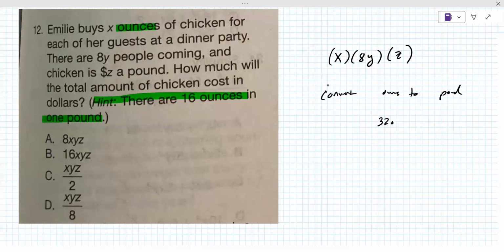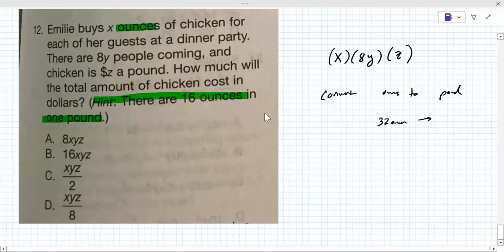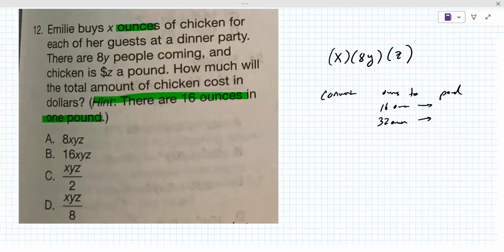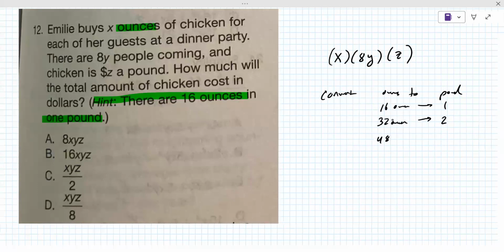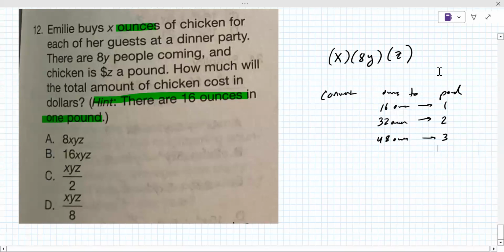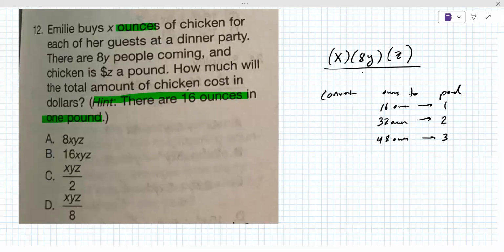Let's just do a simple example. Let's say I give you 32 ounces. How many pounds is that? I don't know. So there's 16 ounces in 1 pound. So 16 ounces is 1 pound. 32 ounces is 2 pounds. You're dividing by 16. 48 ounces would be 3 pounds. So to go from ounces to pounds, you will divide by 16. So we have to take your answer and divide it by 16.